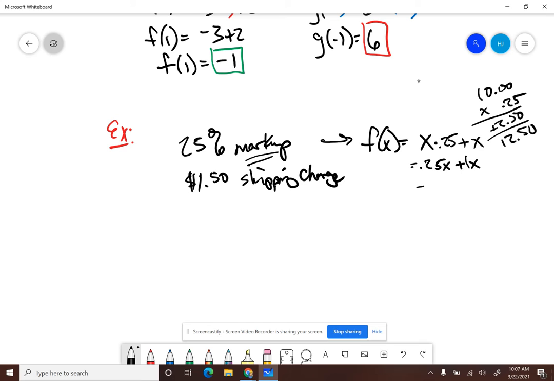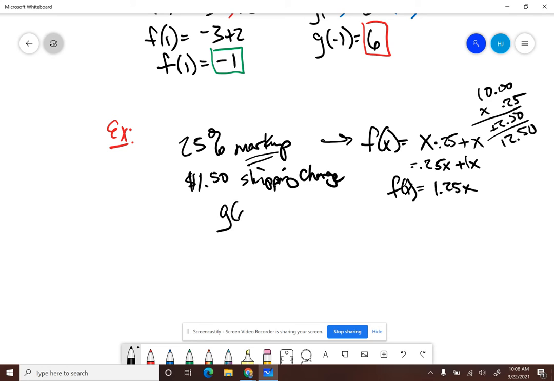So really what I have is 1.25x, and that's a good, quick, easy way to do a markup. If you're marking something up by 25%, just take 1.25 times whatever you're going to actually buy the product for, okay? So f of x here we have figured out is 1.25x. Now let's think about adding this shipping charge.